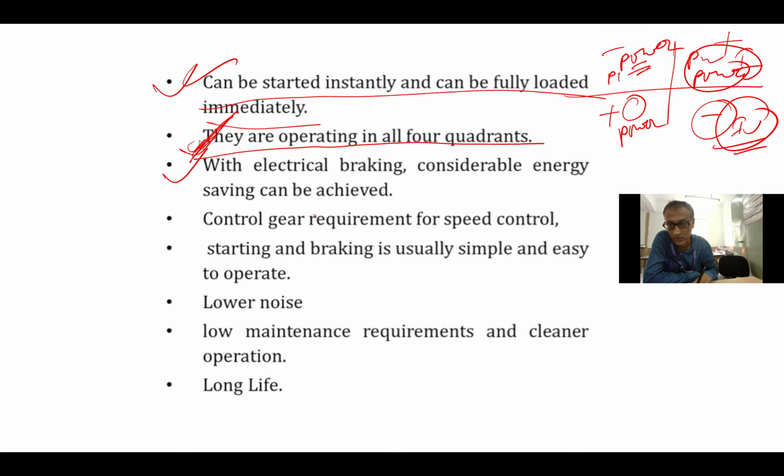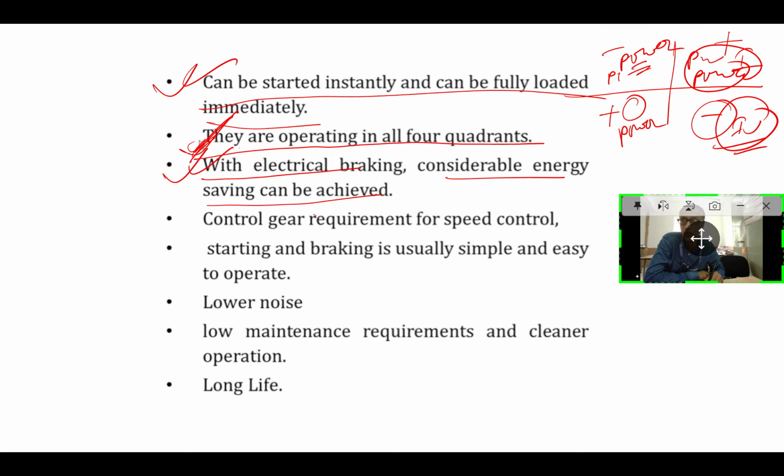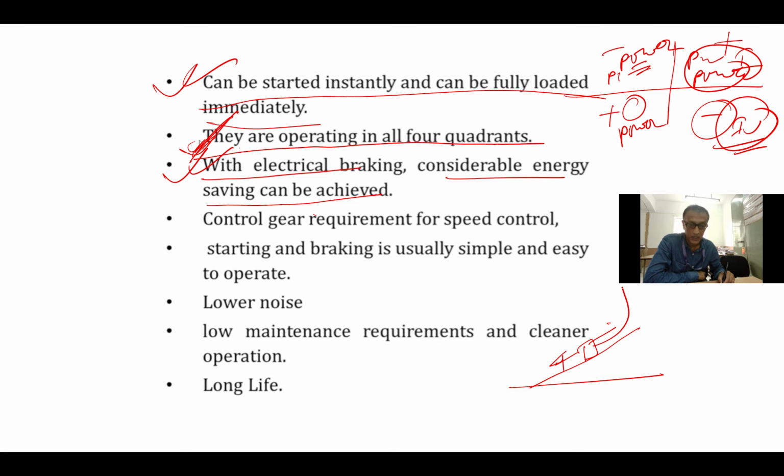Now, next case. With electrical braking, considerable energy savings can be achieved. This statement you have to consider for the regenerative braking system. That means when the vehicle is moving in the downward direction, no force will be required to move the vehicle. So you have to shift the energy, and in these cases this energy you have to feed back to the grid. This is called the energy savings scheme.